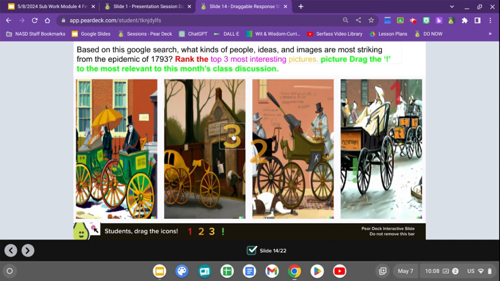All right, the one that seems most relevant to class discussion to me is, I gotta go with two. There might be a little overlap here. Now, maybe you disagree. Maybe you think the most interesting one is this one, and the second most interesting one is that one, and the third most interesting one is this one, and the most relevant one is this one. It's up to you. Please take the time to complete this slide now.